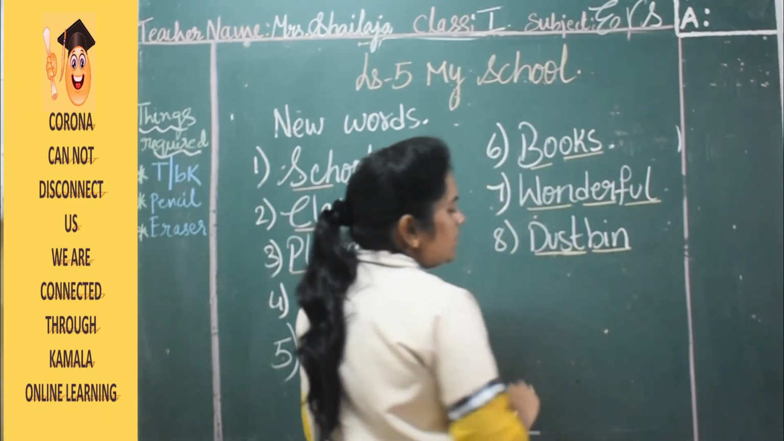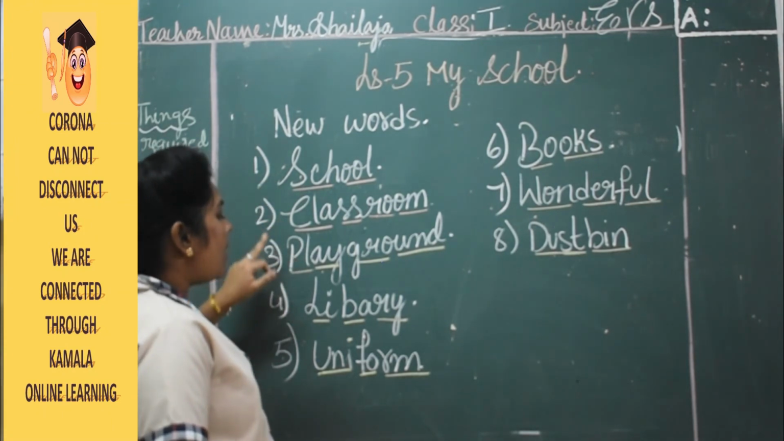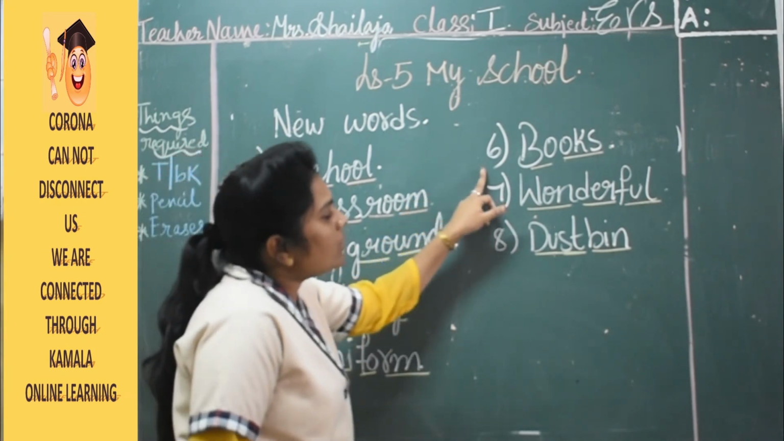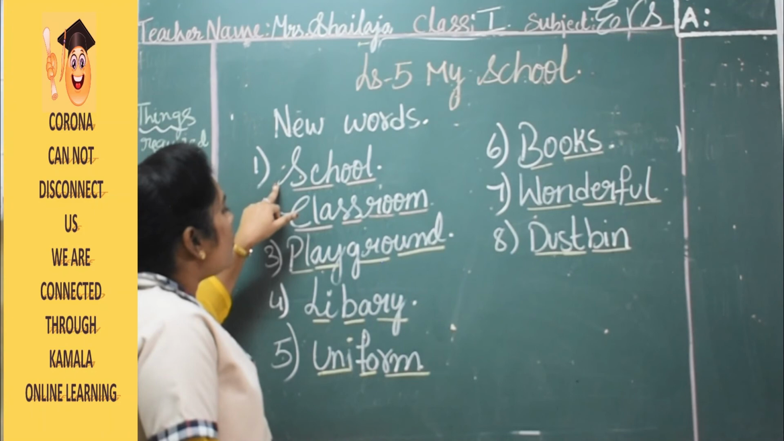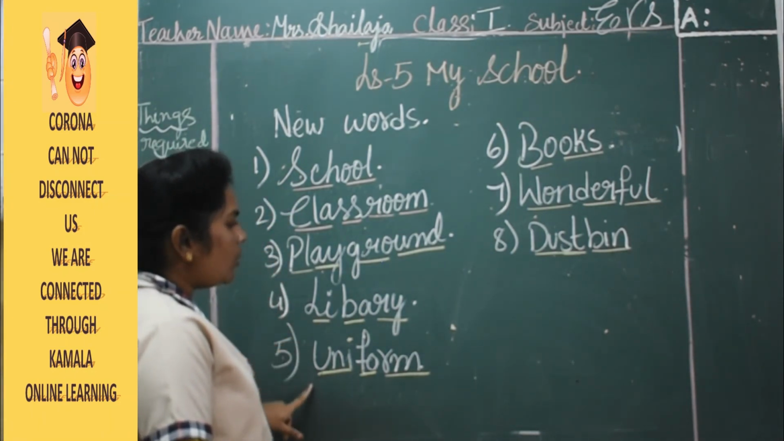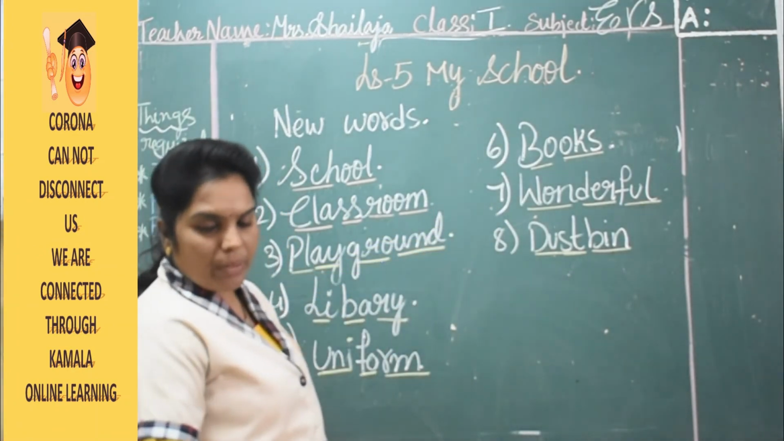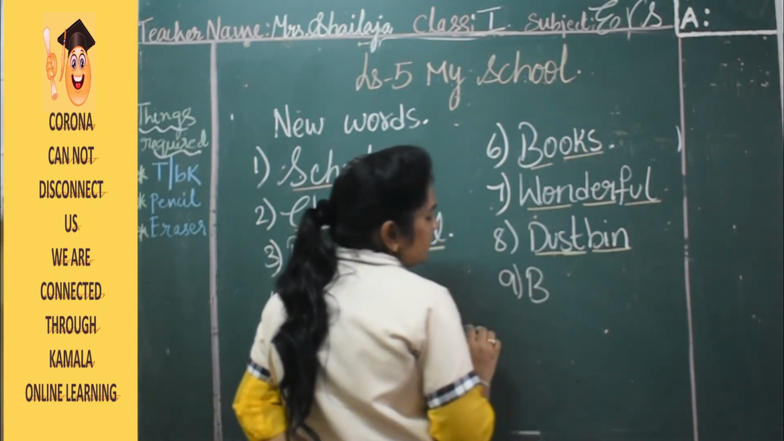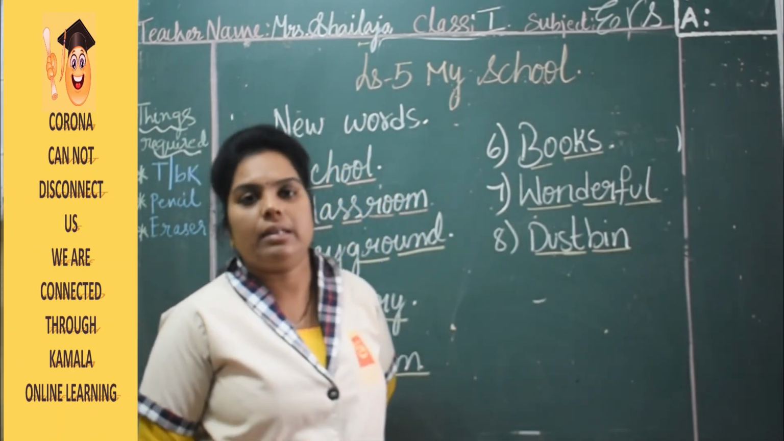Now we have finished the oral reading also. So, school, classroom, playground, library, uniform, books, wonderful, dustbin. Okay? School, classroom, playground, library, uniform, books, wonderful, dustbin. So we can write them in the notebook. So on the blackboard, children, these are the 8 new words we have learned in this lesson.